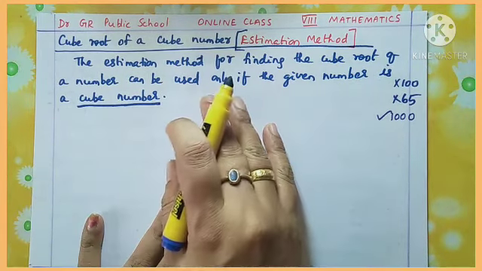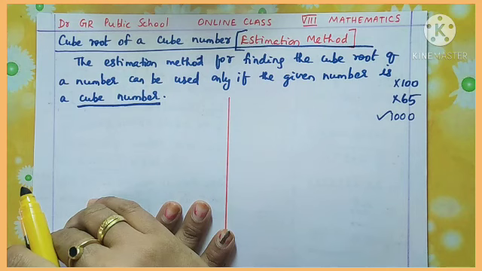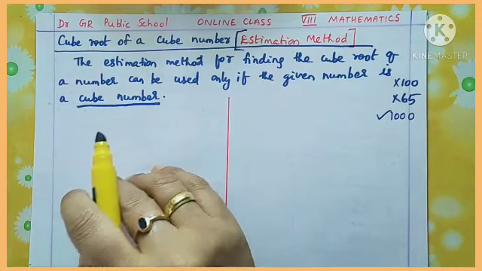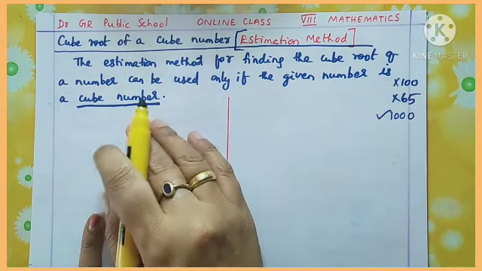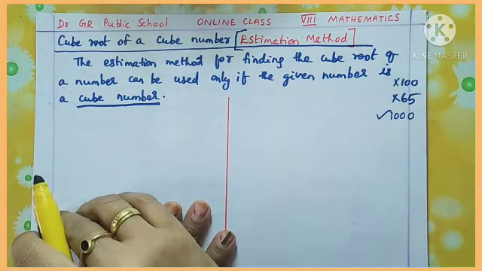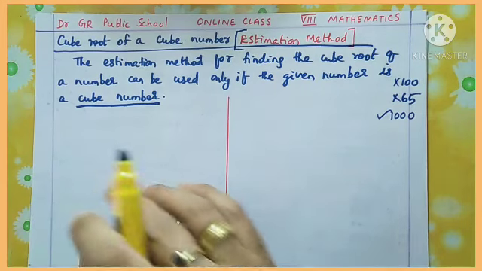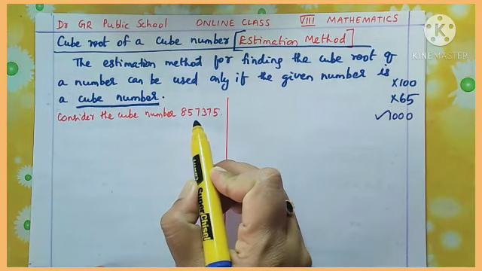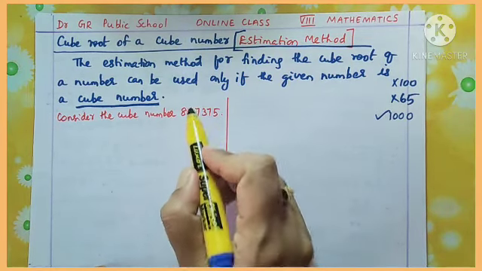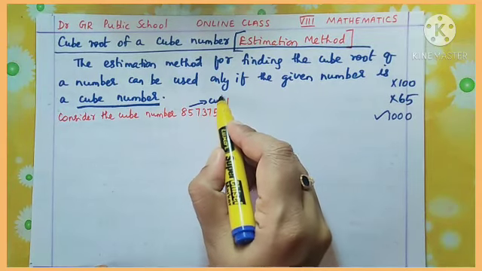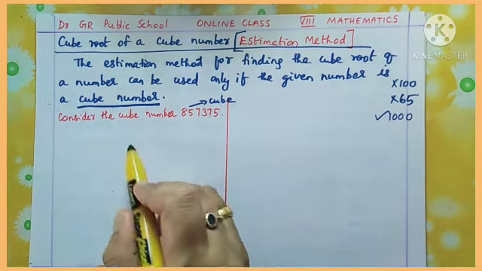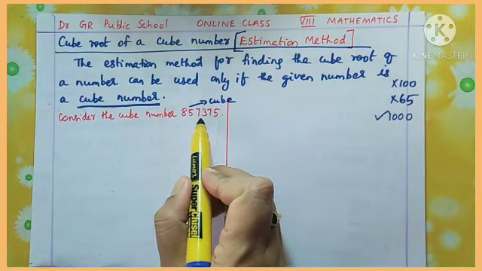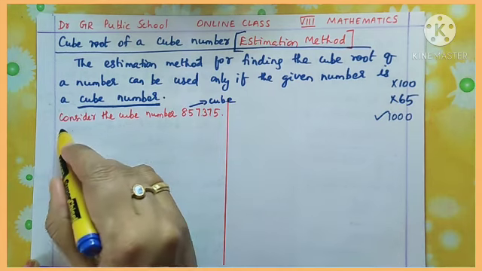So now in this estimation method, we have to follow certain steps to find out the cube root of a number. So let us discuss those steps first with an example. Now here I have written a cube number, that is 857375. This is already a cube number. So for a cube number only we can apply this method. So consider the cube number 857375.